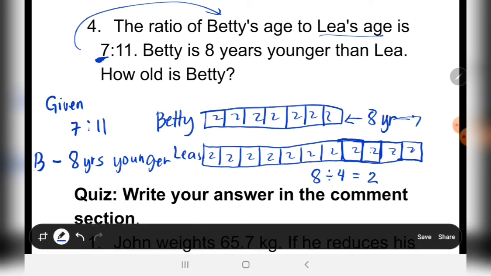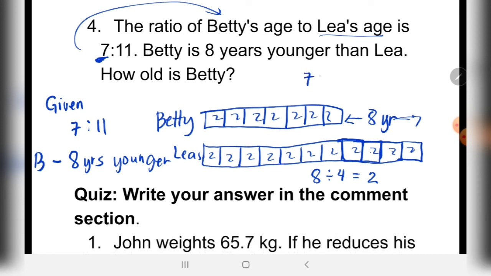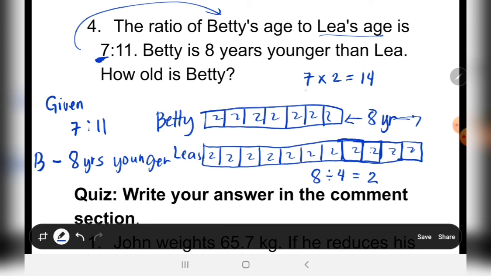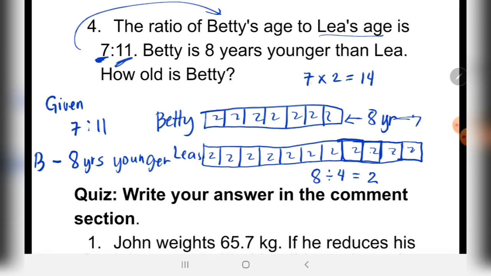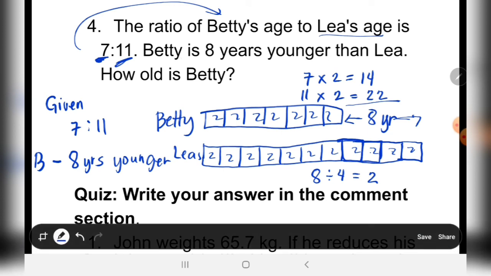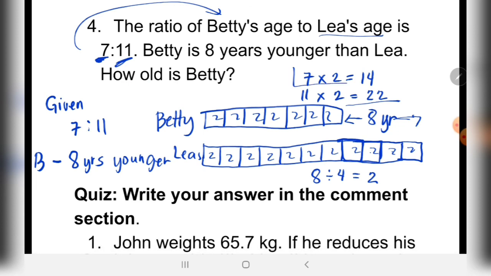That means that Betty is 7 times 2 equals 14, and Leia is 11 times 2 equals 22. How old is Betty? And that is 14 years old.